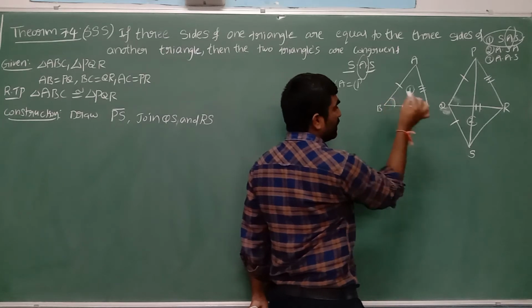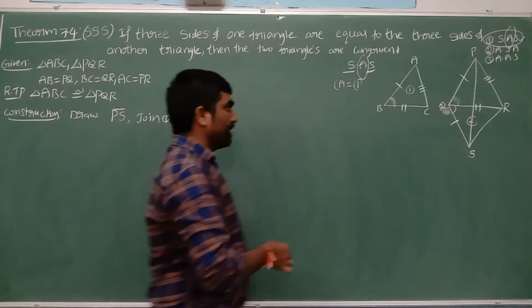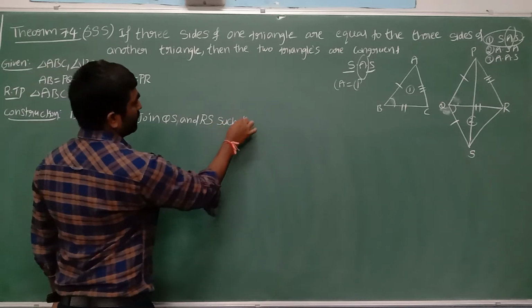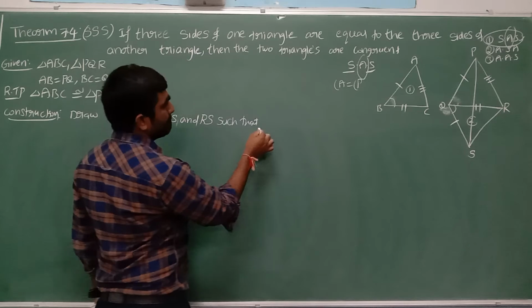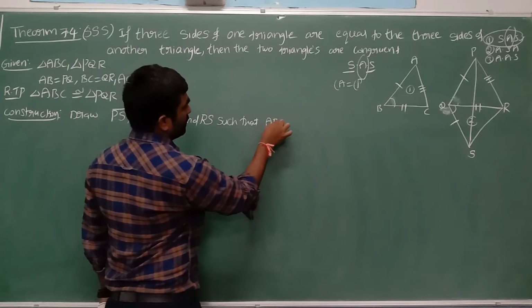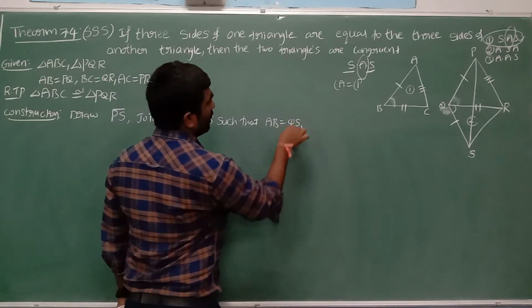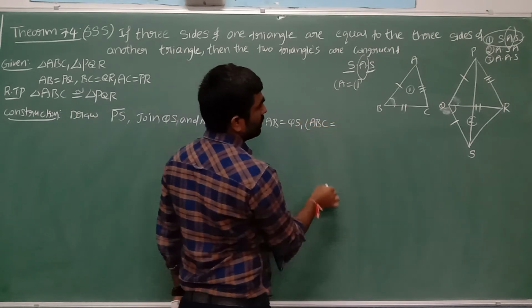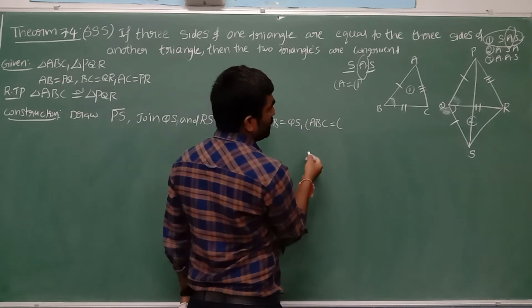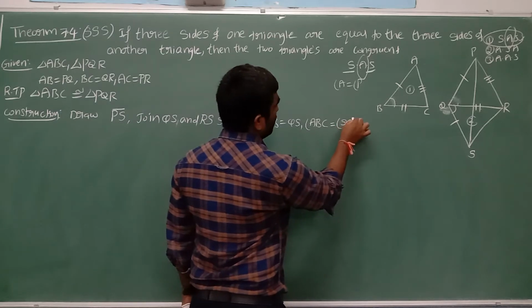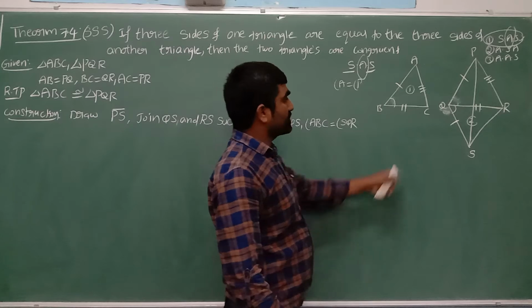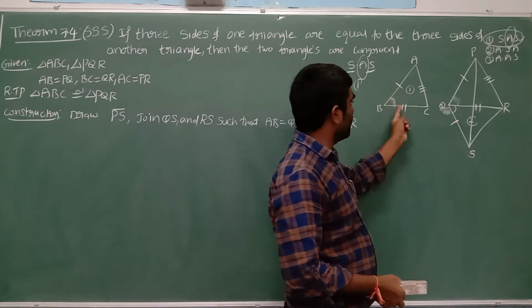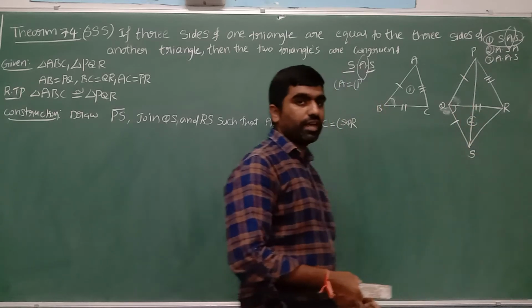Let me go with angle B is equal to angle Q. This also is a construction. Such that the length of AB is equal to QS and also angle ABC is equal to angle SQR. Now first and second triangle we can say congruent easily. How? By side angle side we can say congruent.